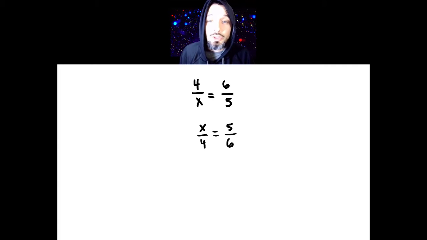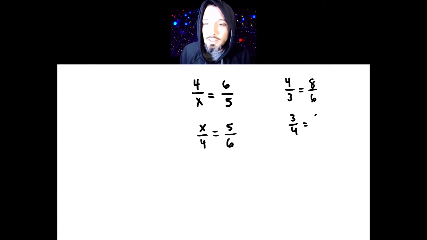And as a side note, you can see that that works because let's say I had something like 4 over 3 is equal to 8 over 6, which I know are equivalent. If I were to switch that around and put 3 over 4 is equal to 6 over 8, I can see that those fractions are still equivalent because I can multiply both of these by 2 and I get 6 over 8 no matter what.